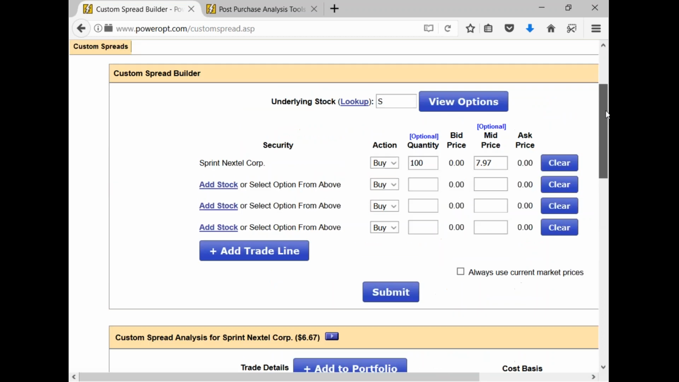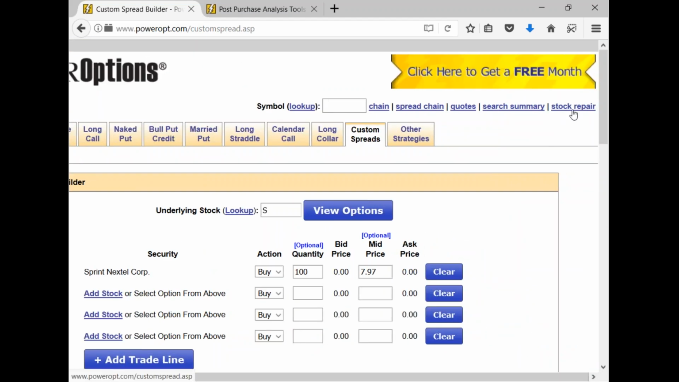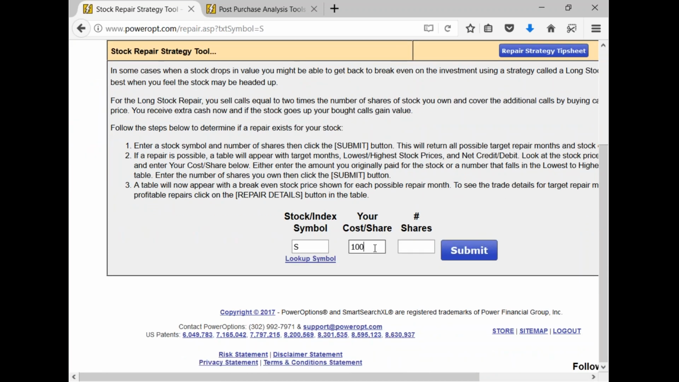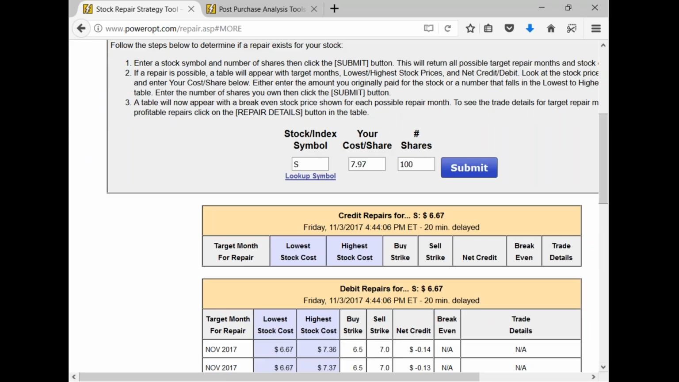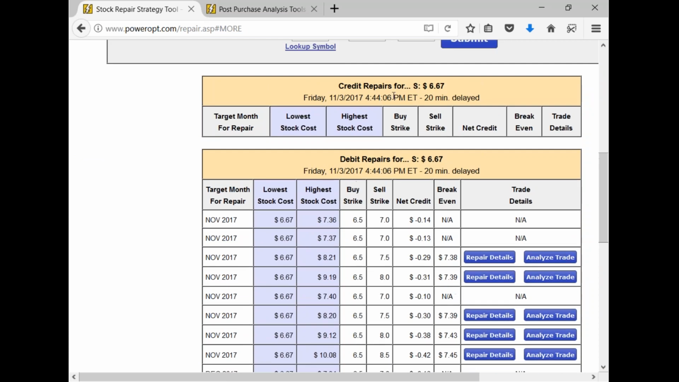How would I repair a position? Well, the first thing I do is take a look at the stock repair tool that we have here, and I'd see if there are any opportunities. 100, nope, 797, and 100 shares. Hey, there's one for November 2017. Oh, it's a debit repair. There are no credit repairs available.